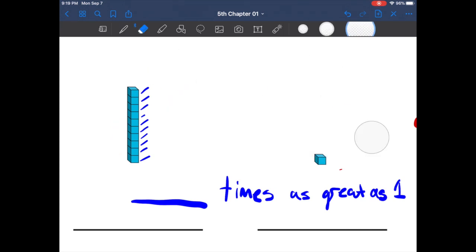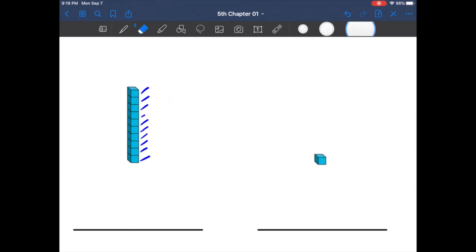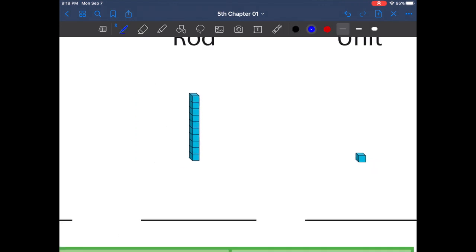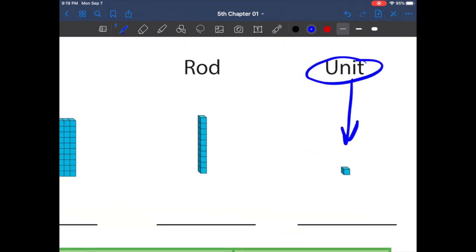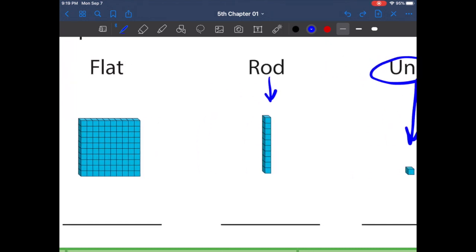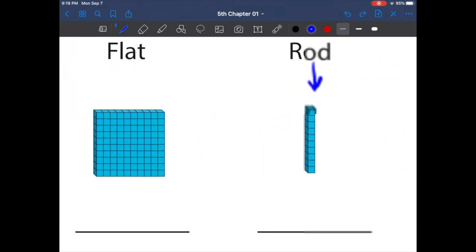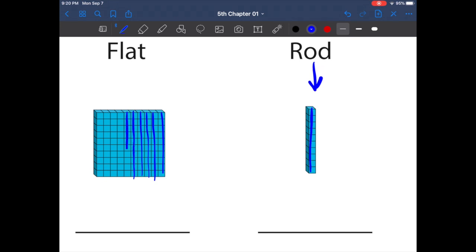Okay, now we're going to do this a few times, and I promise you, if you follow along, this is going to make a lot of sense. Okay, so we're going to call this a unit. We're going to call this a rod. Okay, it's a rod, and this right here is called a flat. Now in this flat, it has one of these. Let's see how many it has. It has 1, 2, 3, 4, 5, 6, 7, 8, 9, 10.